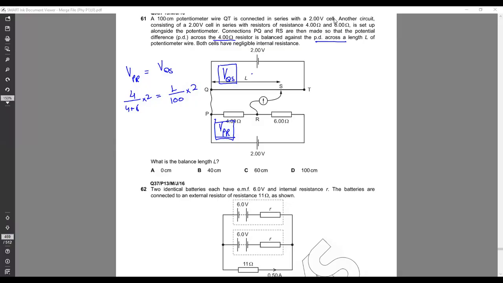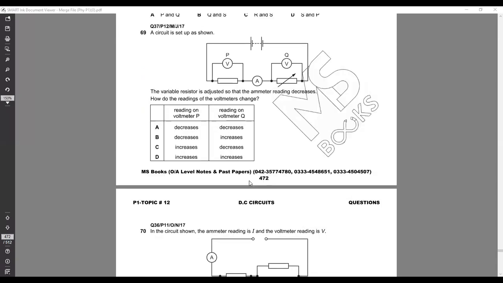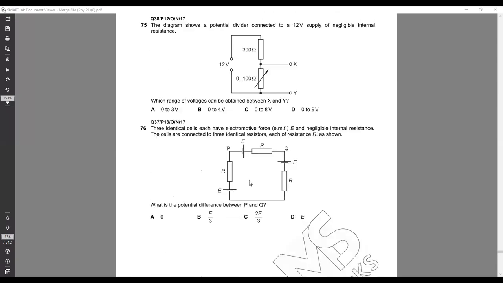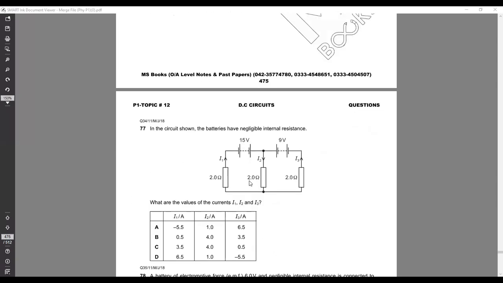So we will use this potential drop across the resistance, and this is the potential drop across the length, and they must be equal for the balancing. So that's what we use, and we will get our answer as B. So the next question which we'll practice is this.